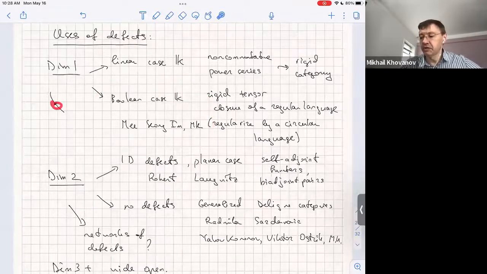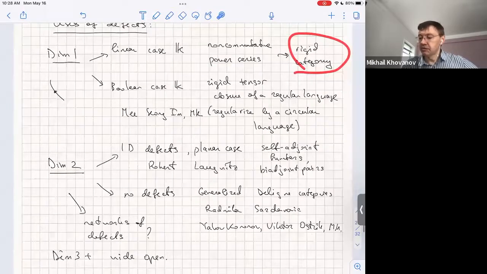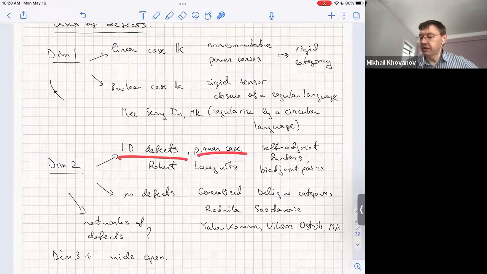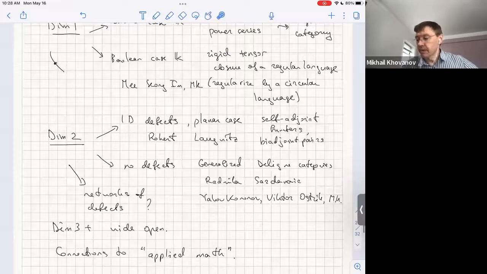We see them in dimension one, zero-dimensional defects labeled over a Boolean ring. We get this rigid tensor closure of regular languages. You can do the linear case and do something similar, get non-commutative power series and a category out of this. So in dimension two, 1D defects in the planar case, we get self-adjoint functors or biadjoint functors from this data of a function on trees, of evaluation of trees.